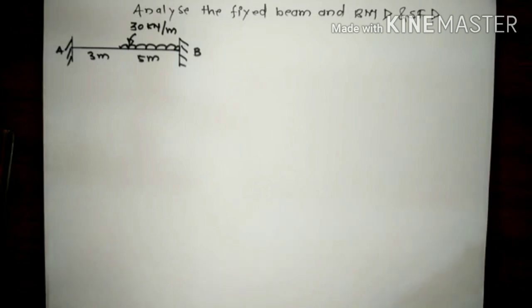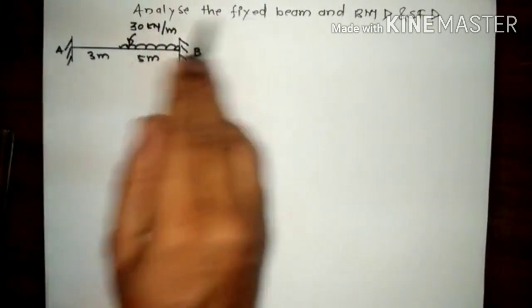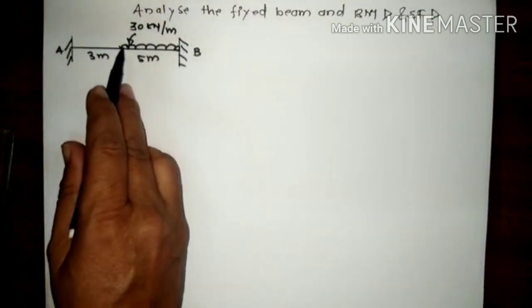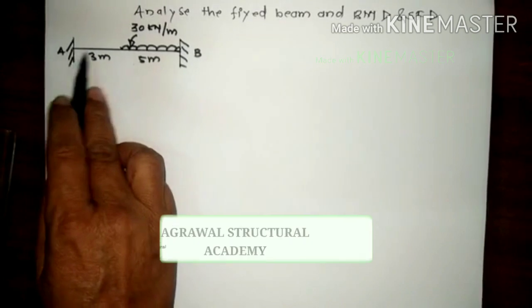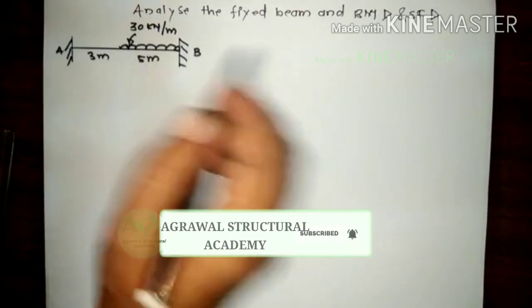Hello dear students, today we learn to analyze the fixed beam, this fixed beam, and draw the BMD and SFD. Now this is a beam subjected to partial UDL, which starts from 3 meter and ends at 8 meter. So this length is 5 meter.